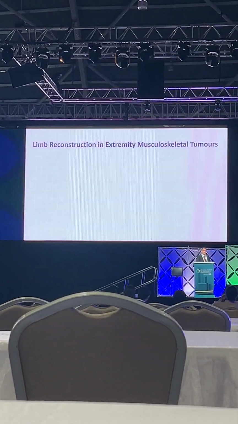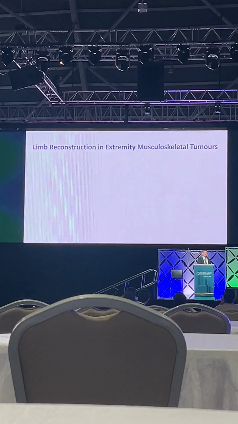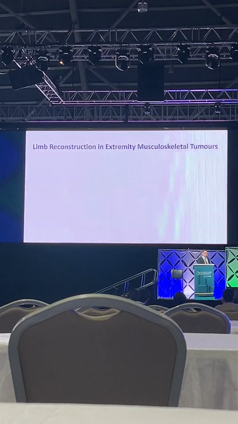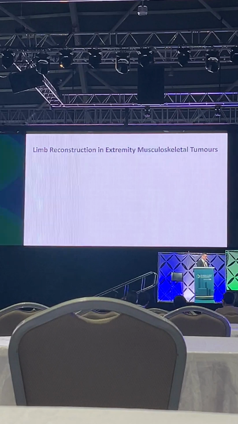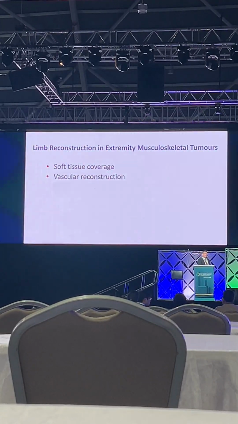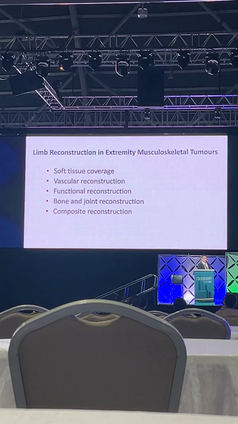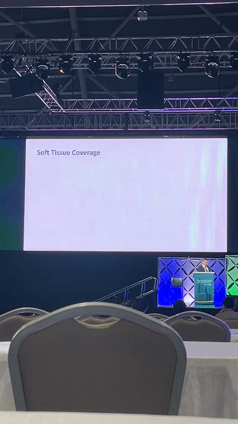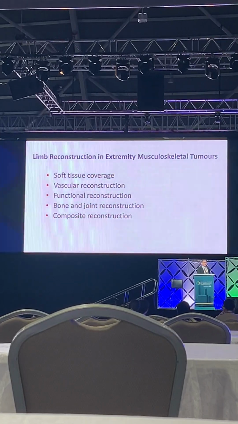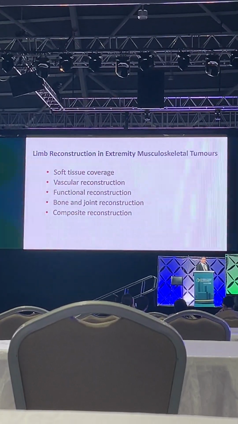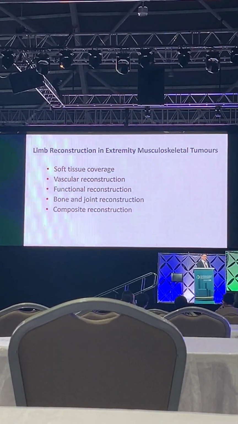Now, the next thing is you reconstruct it. Basically, whatever defect you have created from your resection in order to get rid of the cancer, just reconstruct it. It may be soft tissue, it may be vascular, you may need to do a functional one, it may be bone and joint, or it may be what we call composite. Just reconstruct what you do. I mean, the whole meeting was about reconstruction. We know how to do that very well.